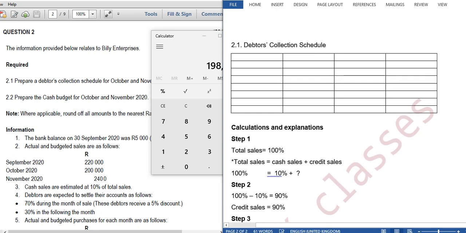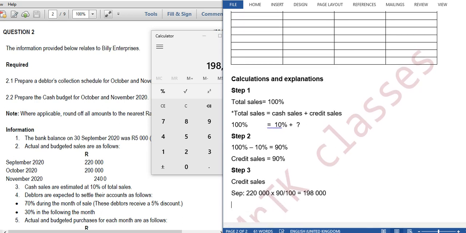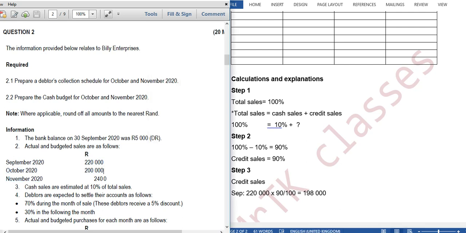Okay, and then credit sales for October. So now we need October, right? We need October. So we are going to say credit sales for October.